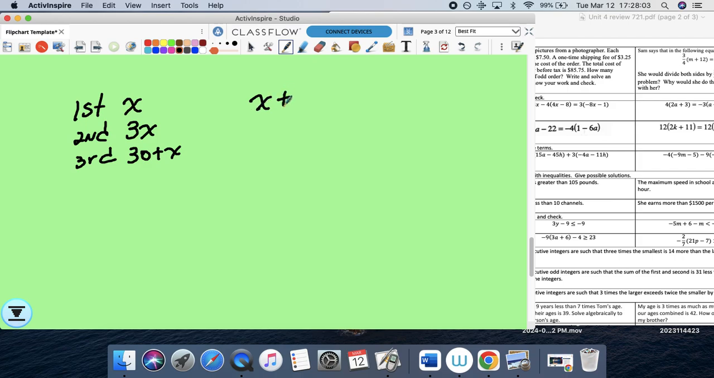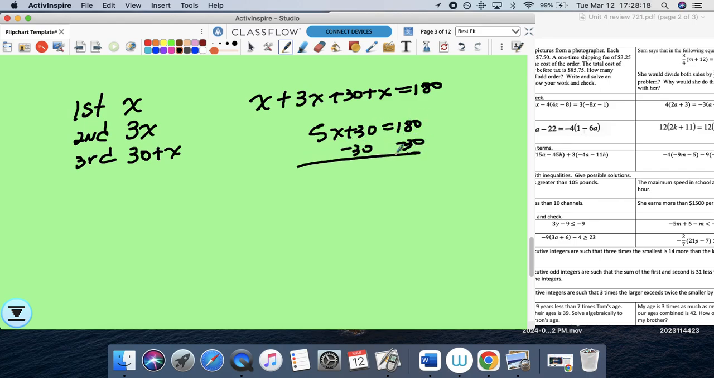Okay, again, x plus 3x plus 30 plus x equals 180. We got 3x, 4x, 5x plus 30 equals 180. Minus 30, minus 30. 5x equals 150. Divide that by 5. Divide that by 5. x equals 30. The first angle is 30. The second one is 3 times 30, which is 90. And the last angle has to be 60, 30 plus 30, which is 60. And then if you add these up, you'll notice that it equals 180.